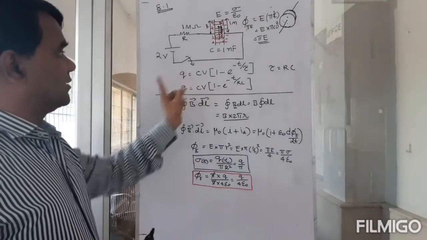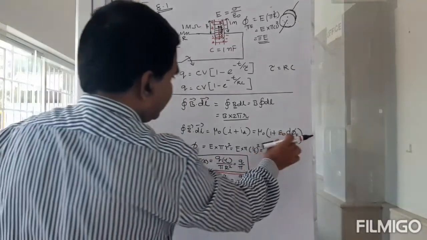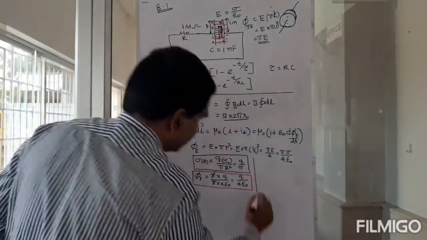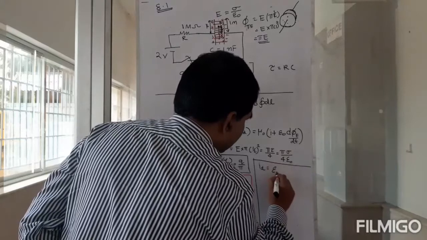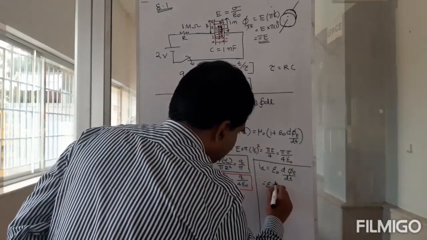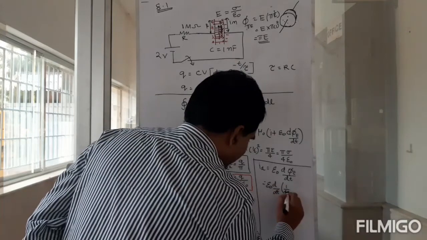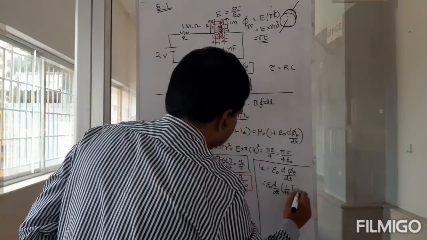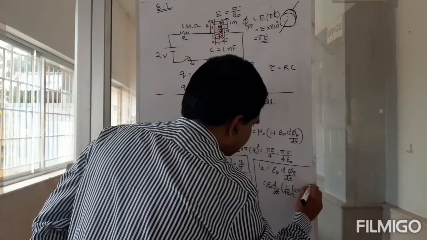But you see, Q is given by this expression. Q at any point in time t is this. If you want to find the displacement current ID, displacement current ID is simply epsilon naught d phi E by dt. So that is equal to epsilon naught d by dt of phi E, which will be Q by 4 epsilon naught, so 1 by 4 epsilon naught. For Q, I am going to put this: CV into 1 minus e to the power minus t by RC. That's it.